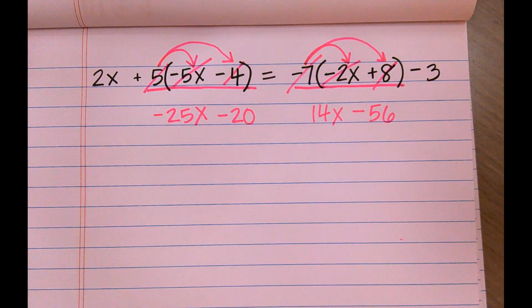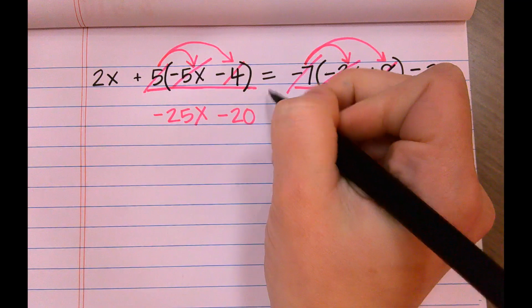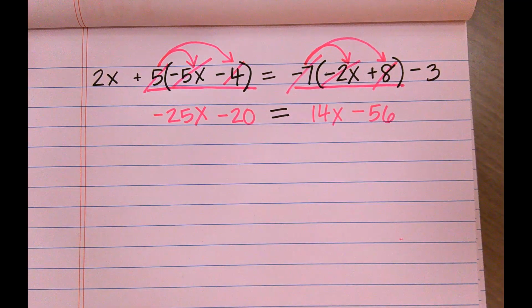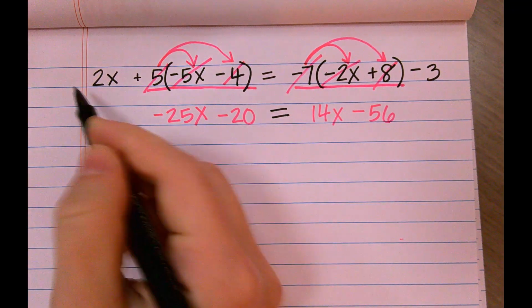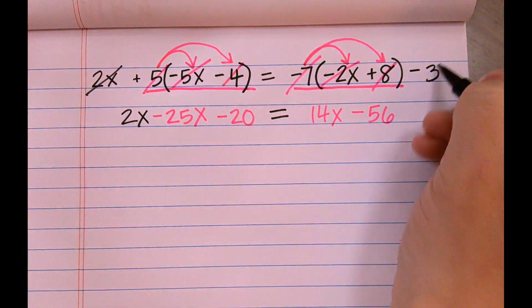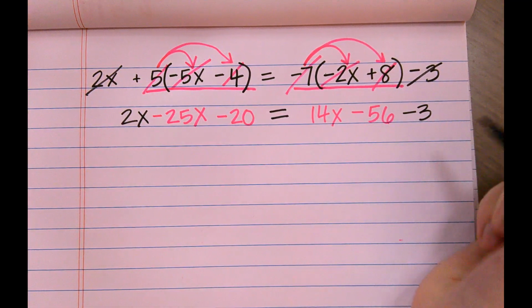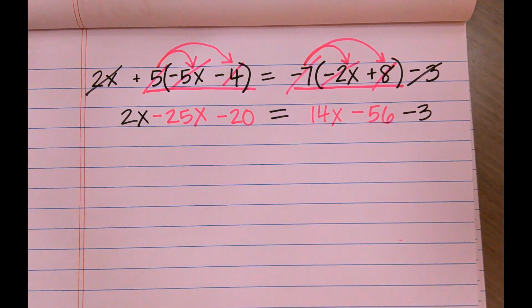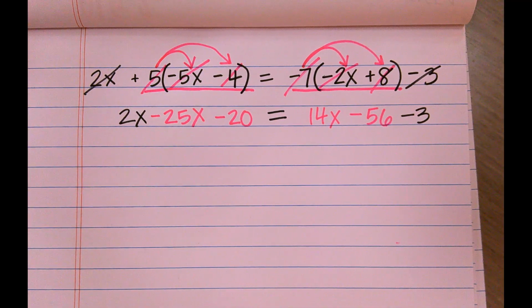Look at all that we just crossed out. You only have 2 things to bring down now, right? Well, 3 if you count the equal sign. So I'm going to bring down my equal sign. What comes down? Your 2x and then your negative 3. Good, good. Okay, so now what do I do? Now that there's no more parentheses to get rid of.